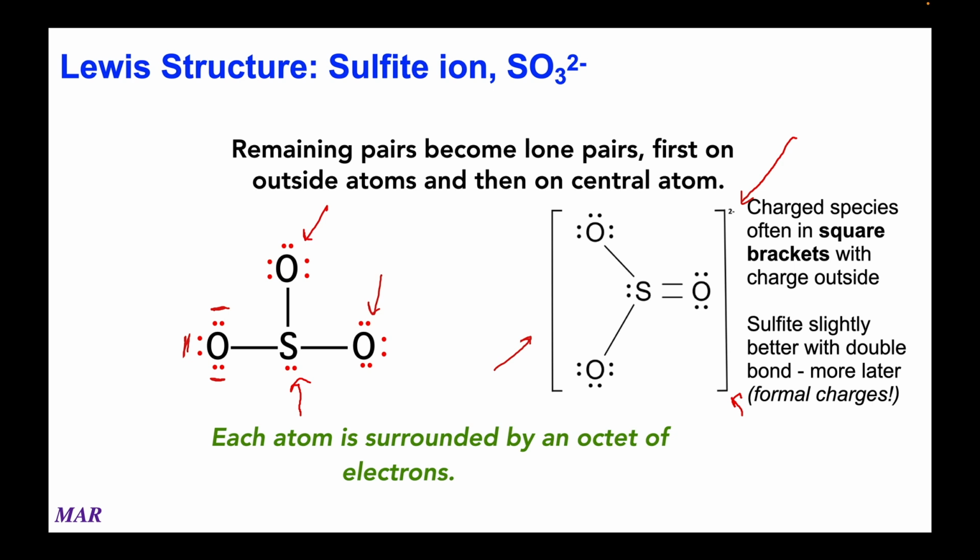Now, notice that this version of the sulfite ion has a double bond. We'll talk later about why it is a little bit better to have a double bond around sulfite. We'll talk about formal charges in a little bit. Just realize the structure on the left, there's nothing wrong with it, but if you want to get the best structure, then yeah, you do get a little bit better structure if you have a double bond. We'll talk about all this when we get to formal charges in a little bit.